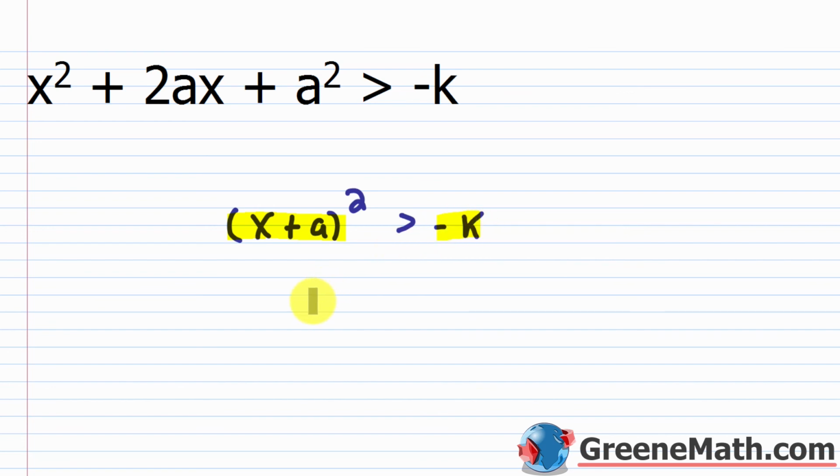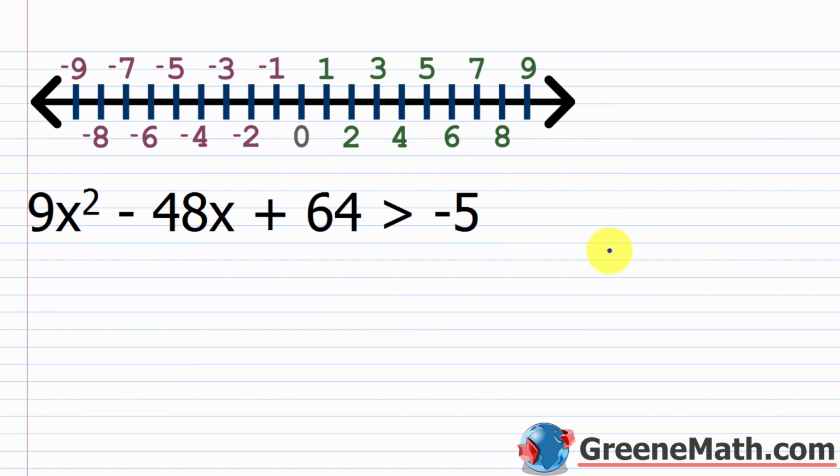So if you see this scenario, you're basically going to have a solution where x is any real number. Okay, so you can say all real numbers. All right, let's look at an example. So we have 9x squared minus 48x plus 64 is greater than -5.